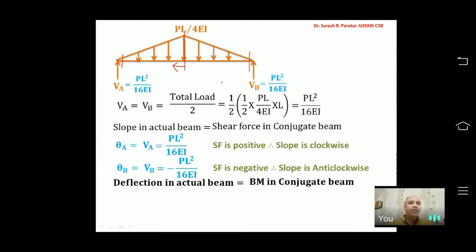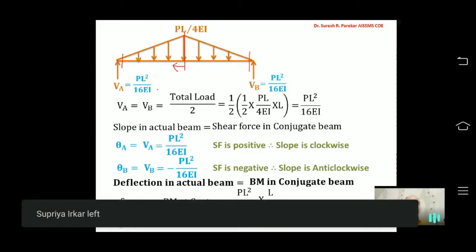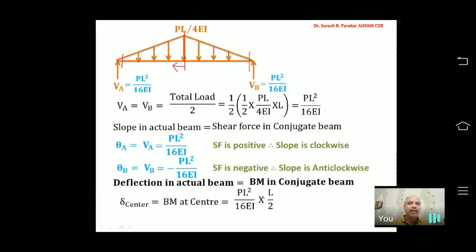And then we have VA. Now you can see this. So we have delta at center, bending moment at center. So we have VA into L by 2. What is VA? VA is PL square upon 16 EI. So we have PL square upon 16 EI into L by 2. That will be due to reaction.